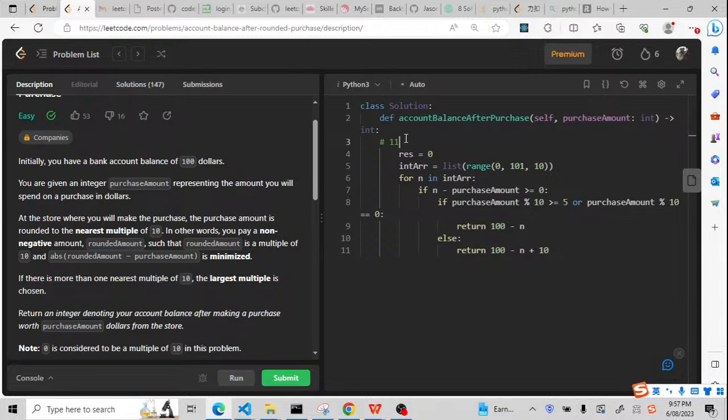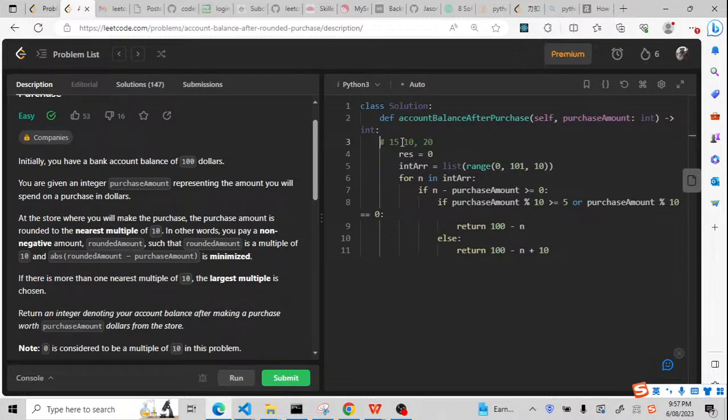And there's another case. If there's more than one nearest multiple of 10, for example, if our purchase amount is 15, the round amount can be 10 or 20, but which number should we choose? If there's more than one, the larger multiple is chosen, so it means we're going to choose 20.